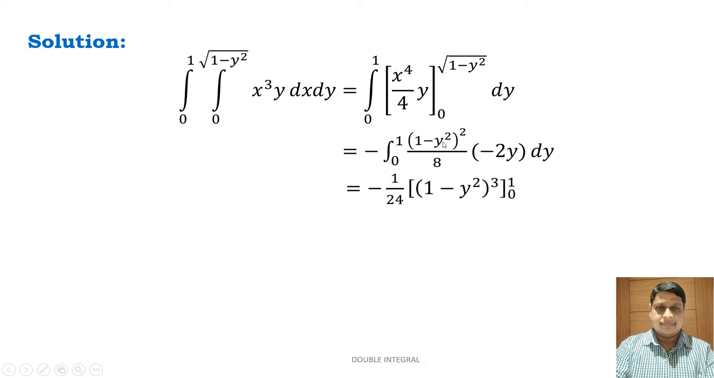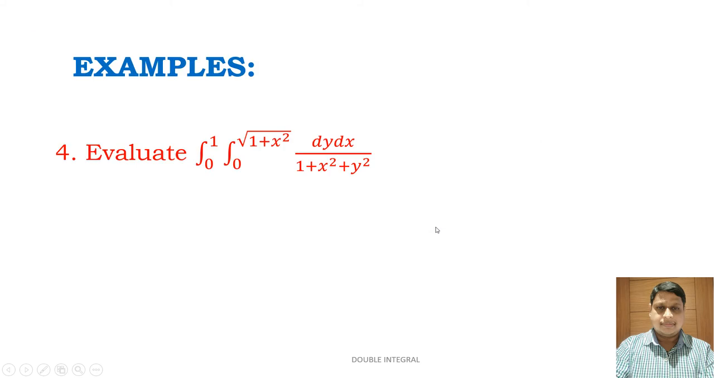And this is the integration. You take root of 1 minus y square as t, and after that substitution we can integrate. We get minus 1 by 24 into 1 minus y square the whole cube, limit 0 to 1. So we can replace y by the upper limit: y equals 1, 1 minus 1 is 0. Lower limit y equals 0: 1 minus 0 is 1, 1 cube is 1. Therefore minus 1 by 24 into minus 1 is 1 by 24.